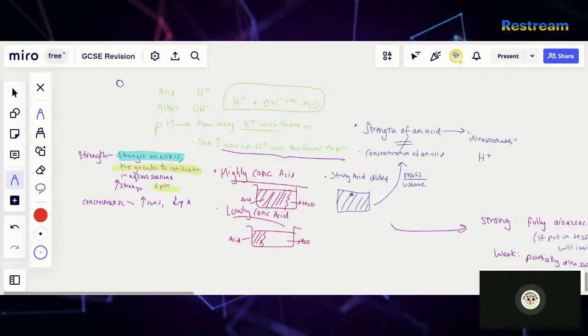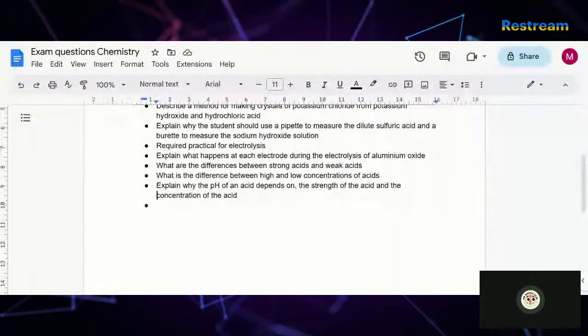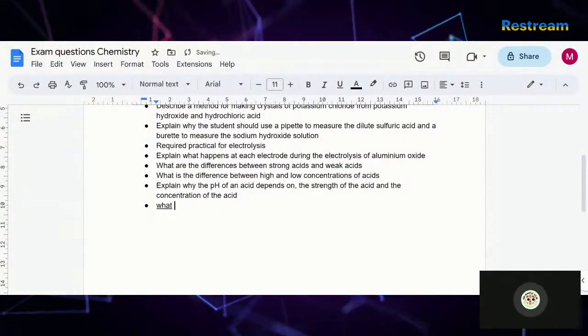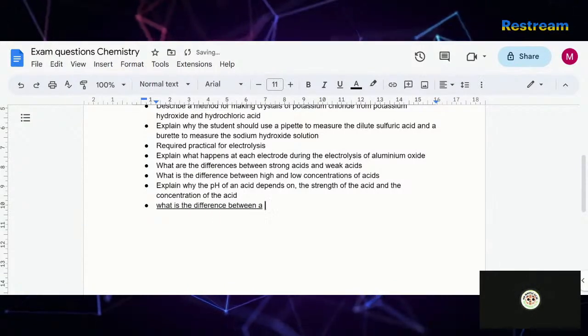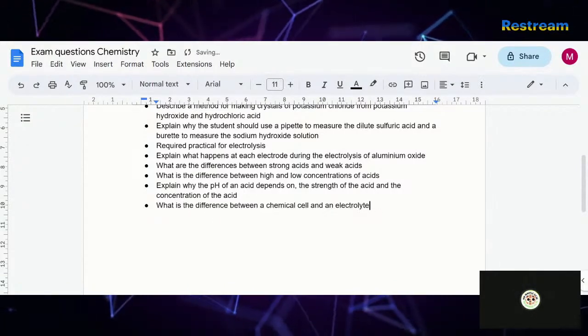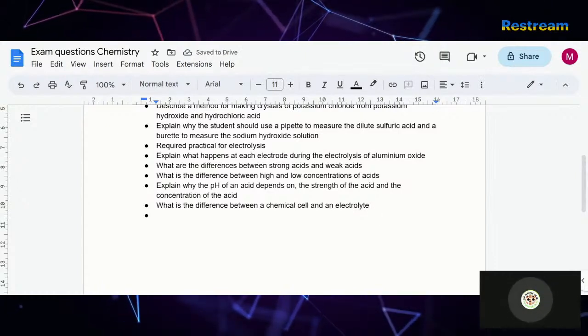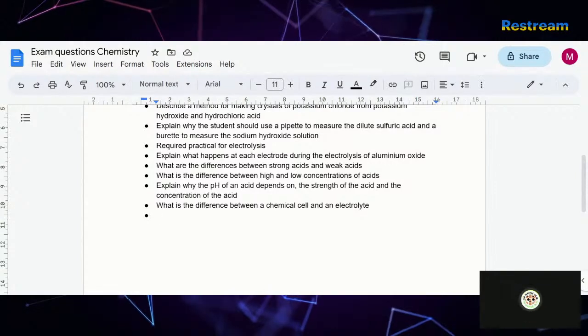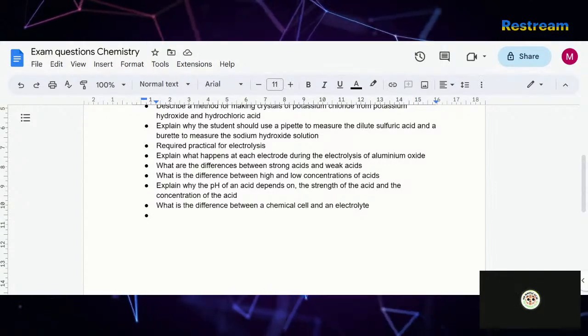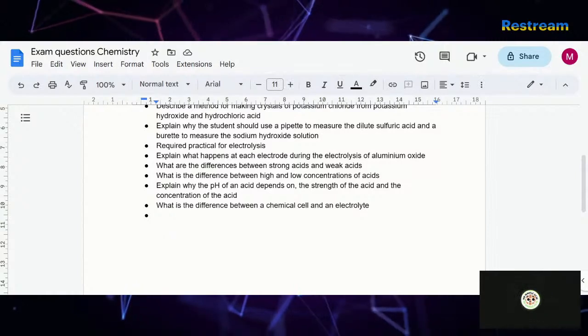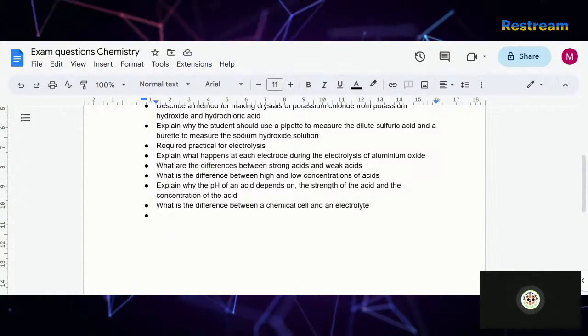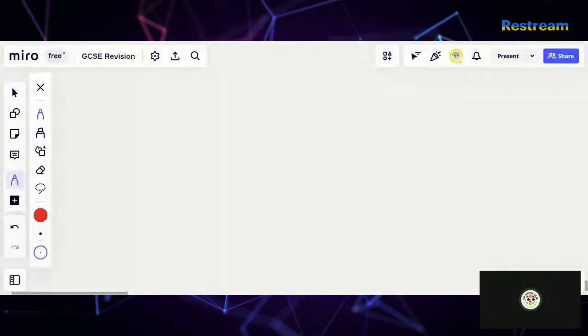Now let's just go through another question, a little bit related to electrolysis. What is the difference between a chemical cell and an electrolyte? So this is linking to the topic of fuel cells and things like that. So what's the difference between a chemical cell and an electrolyte? So a chemical cell uses a chemical reaction to produce electricity. So let's look at this now.